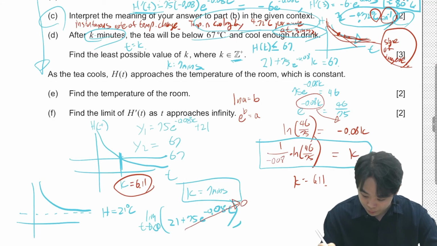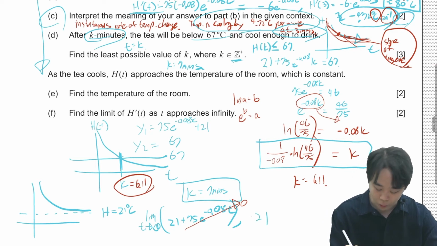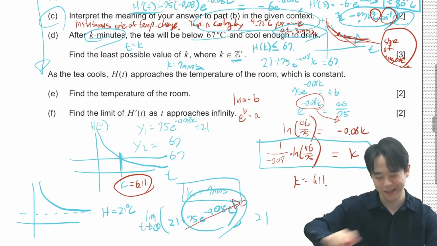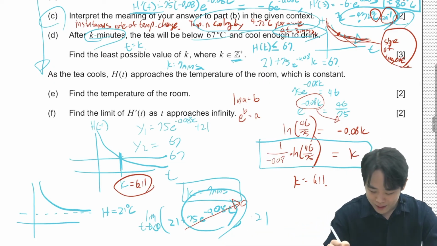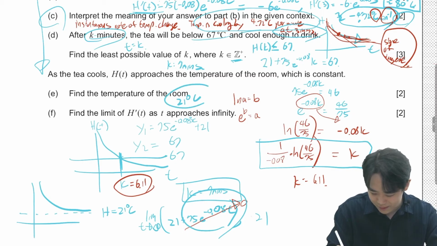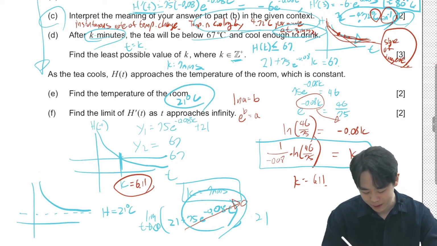So we're going to approach 21 and no less than that, right? Because this expression cannot be negative. The closest it gets is 0, right? So we can assume that the temperature of the room is then 21 degrees Celsius because we see our temperature H of T reaching 21 degrees Celsius.